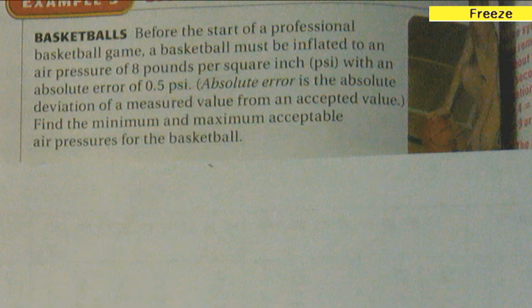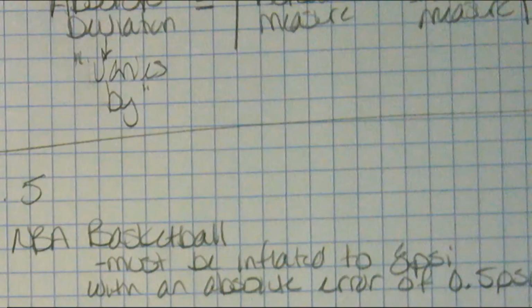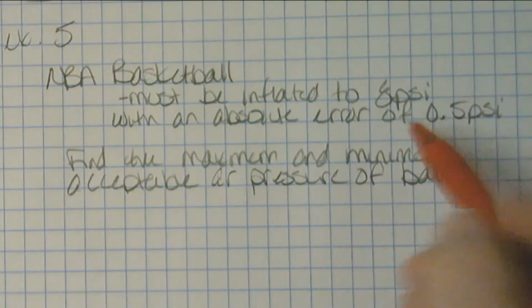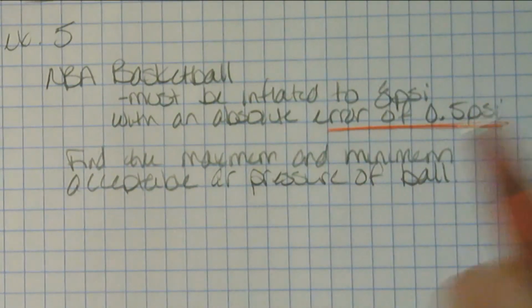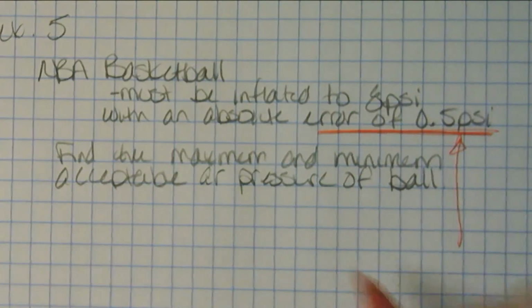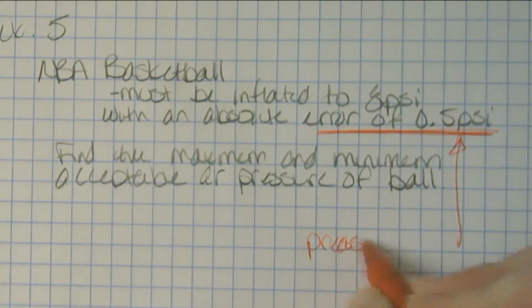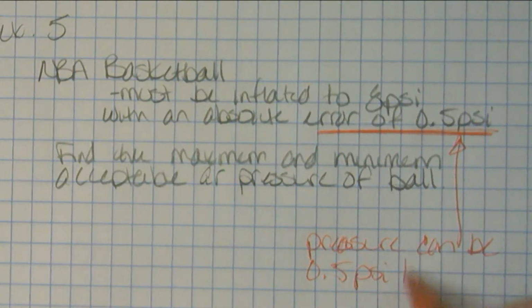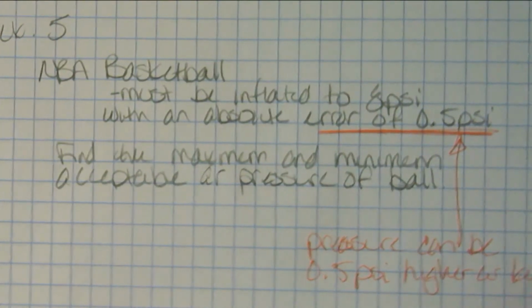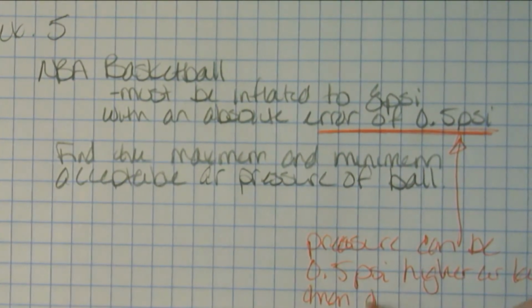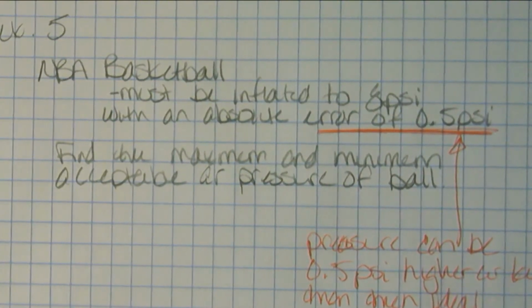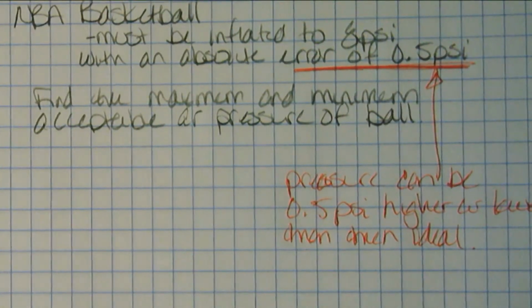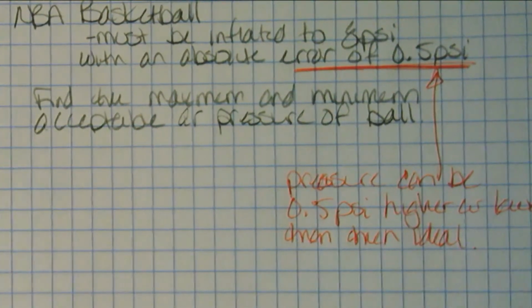All right, so when I take a look at this, that absolute error, that is your absolute deviation. That's your "varies by." What that means is that the pressure can be 0.5 psi higher or lower than the ideal. That's what "varies by" means. You can very easily just add and subtract that from it, but I want us to be able to use the absolute deviation equation.